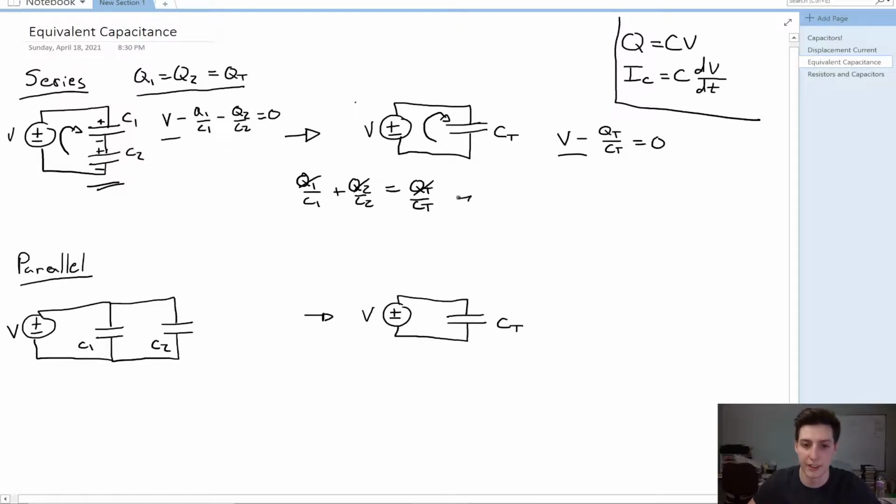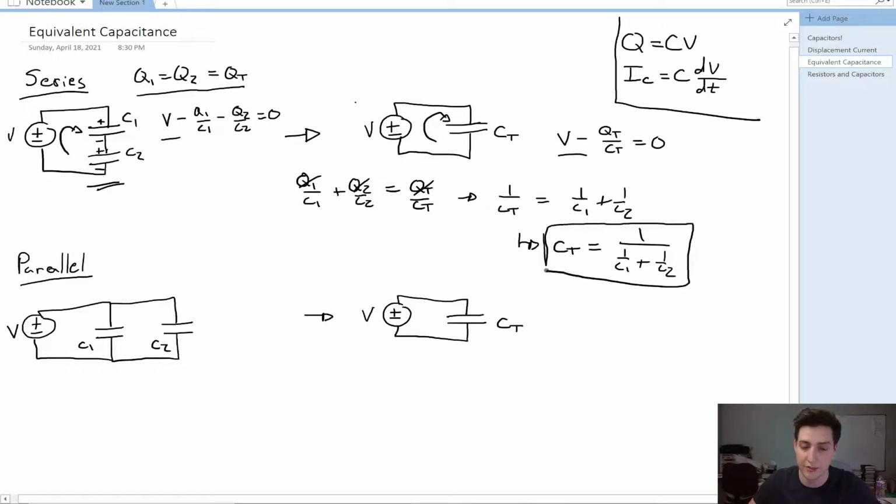And this says that 1 over the total capacitance is equal to 1 over C1 plus 1 over C2, which we can algebraically modify to say that CT, the total capacitance, is equal to 1 over the quantity 1 over C1 plus 1 over C2. So that is how we combine capacitors in series.